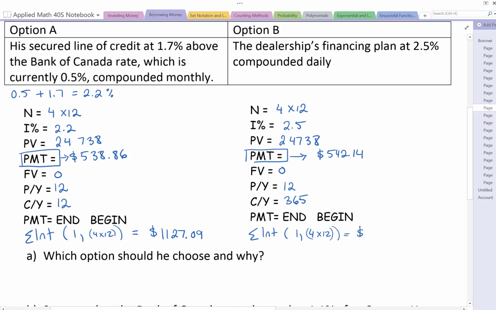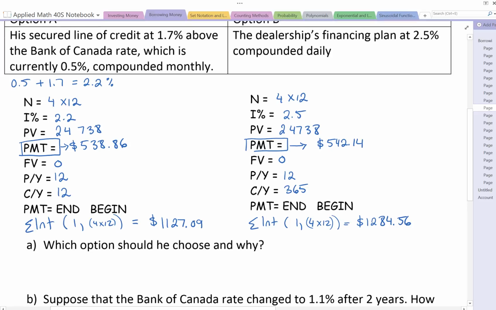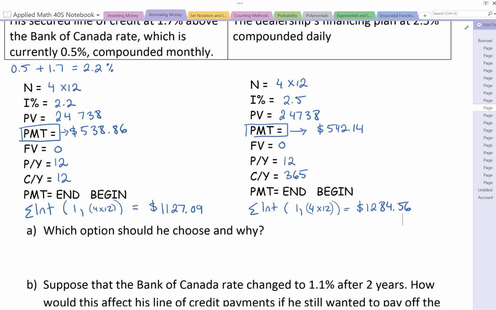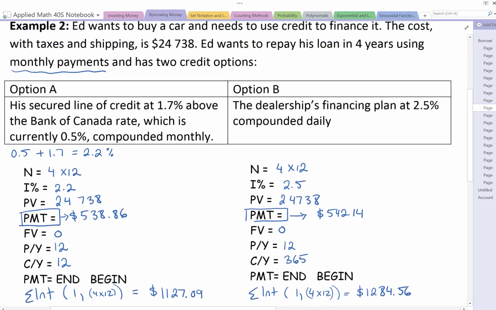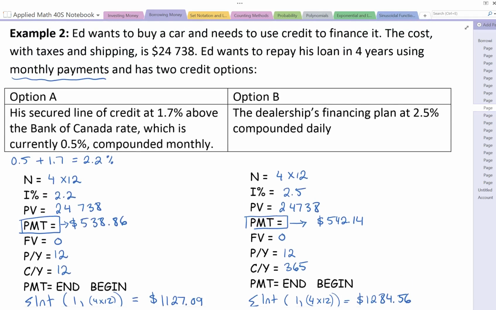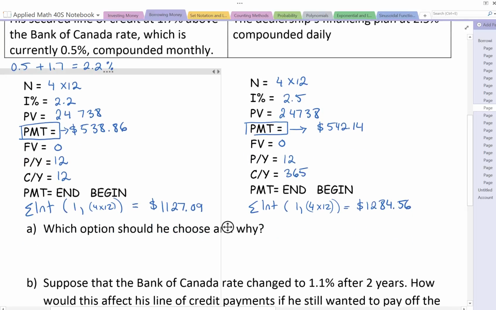And you would get $1,284.56. Now, which option should he choose then? Well, the amount that you're initially paying is the same for both options, right? So in this case, your total would be taking that initial $24,738 plus the interest for each of them. So because the initial amount hasn't changed, we can just compare the interests in this case.